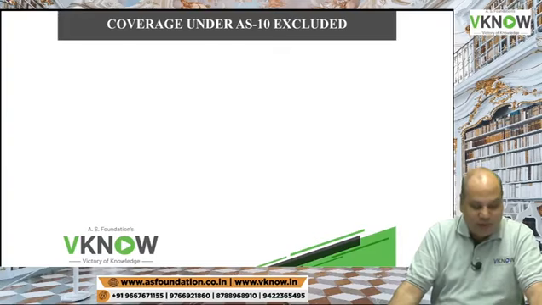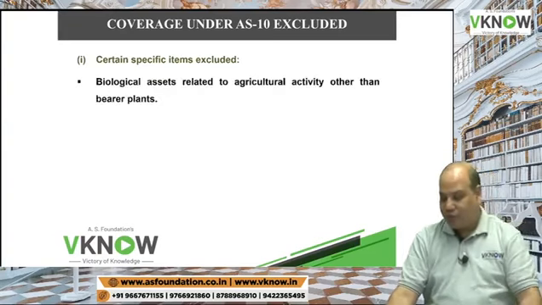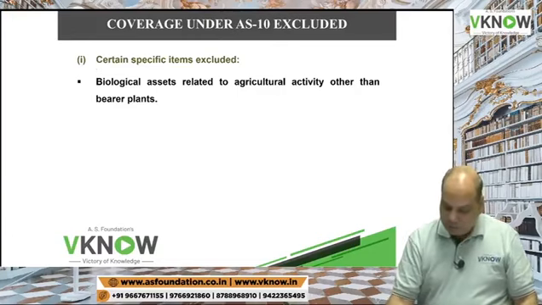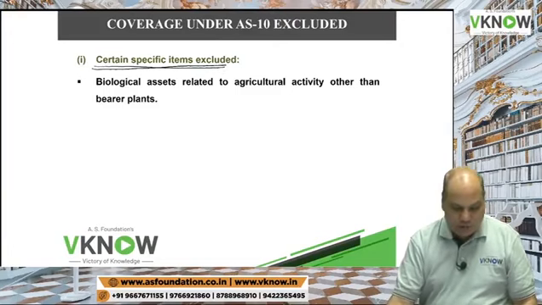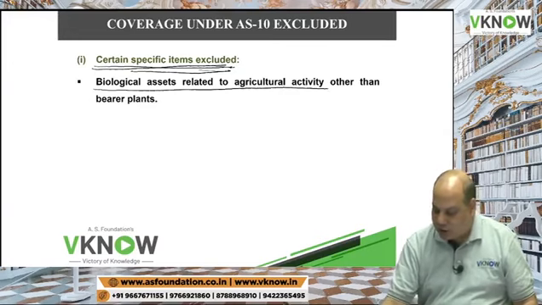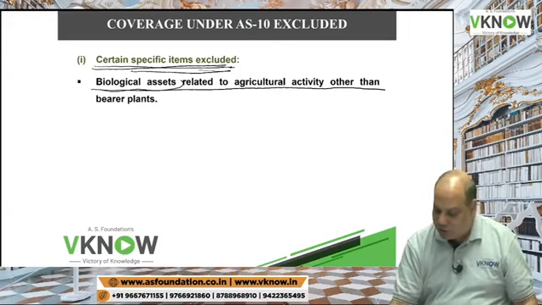So next, paragraph number 3 is the scope paragraph. Theory question for you: where is AS10 not applicable? AS10 is not applicable in the following cases. Certain specific items are specifically excluded. Biological assets related to agricultural activity.